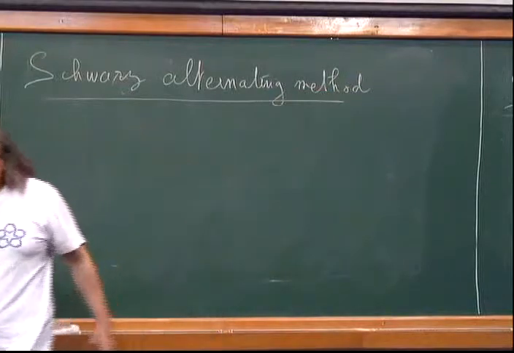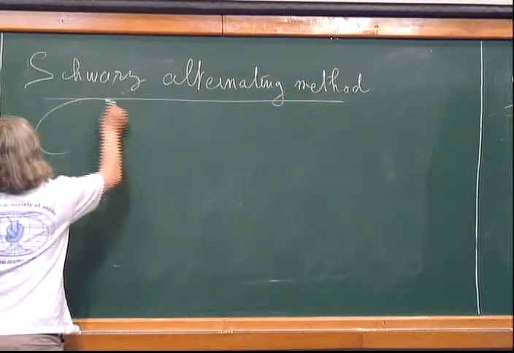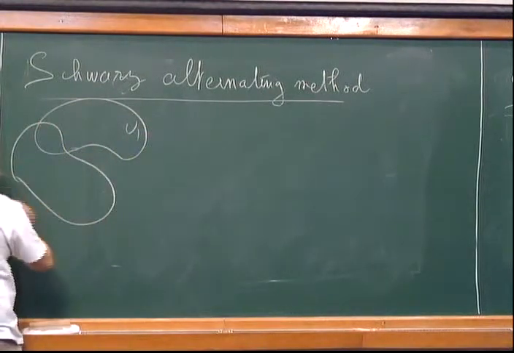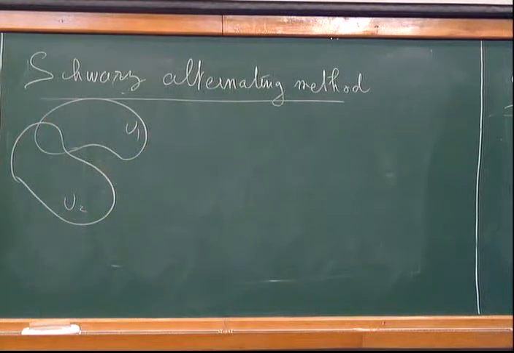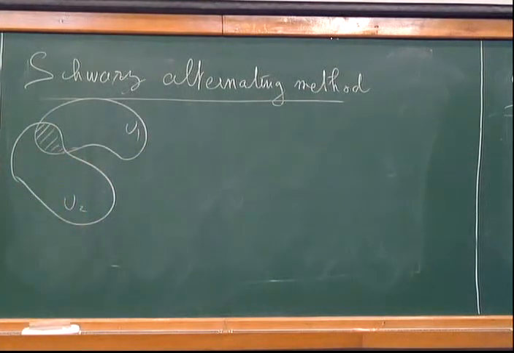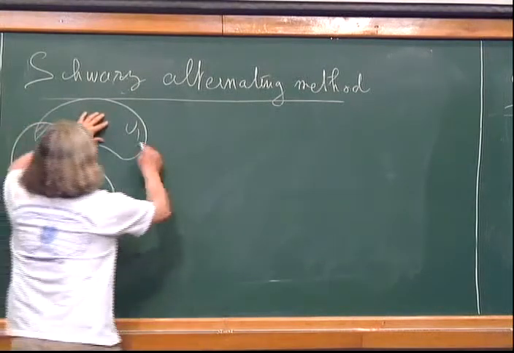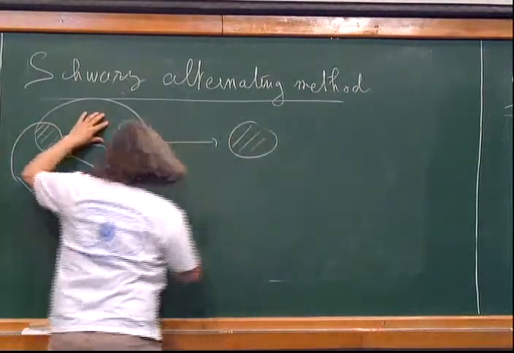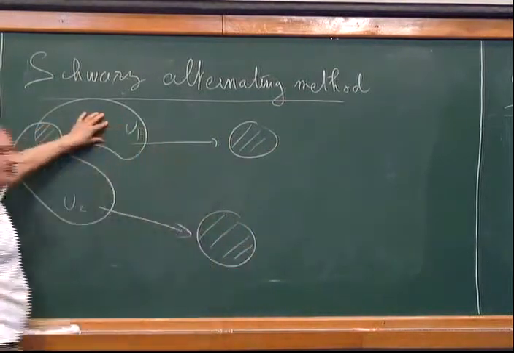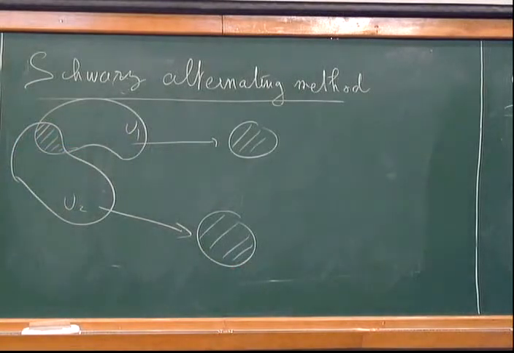Schwarz showed that if you have two simply connected domains, U1 and U2, and the intersection of the two is simply connected, and if you know how to find a conformal map from U1 to the disk, and from U2 to the disk, then he is able to construct a conformal map from the union of the two to the disk.